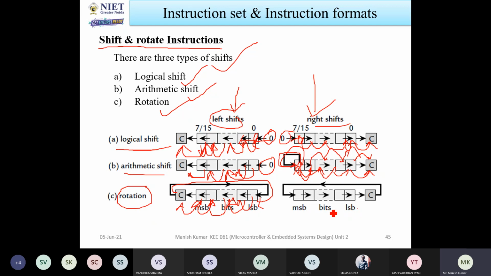Same way, if you are talking about rotating right, then we can start with the MSB bit. MSB bit is shifted to the adjacent right. This bit is shifted to the adjacent right. This bit is shifted to the adjacent right. This bit is shifted to the adjacent right. This bit is shifted to the carry flag. Now the carry bit is shifted to the MSB. So in this way, one is rotating right and another is rotating left. So there are two ways: either you can rotate left or you can rotate right.